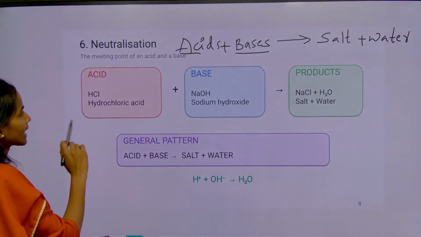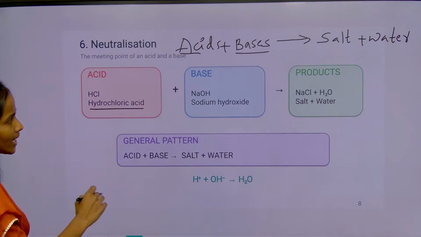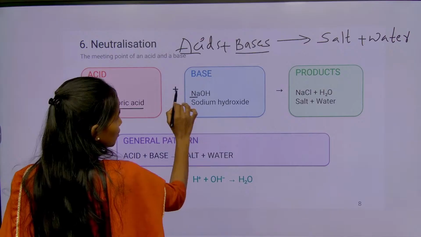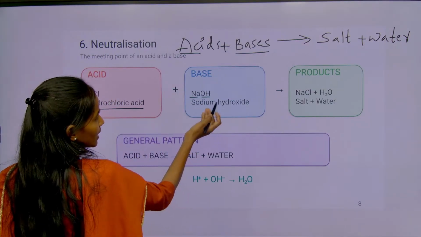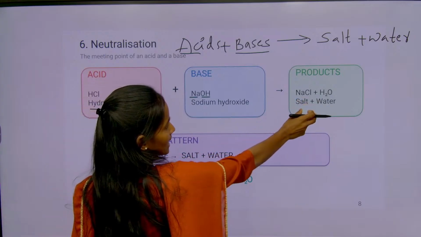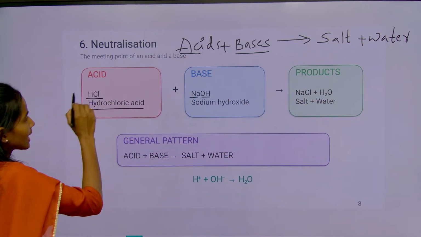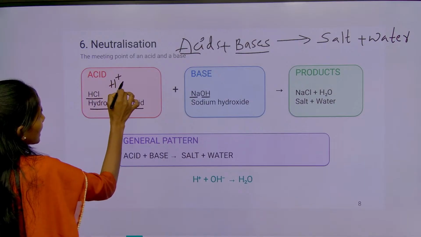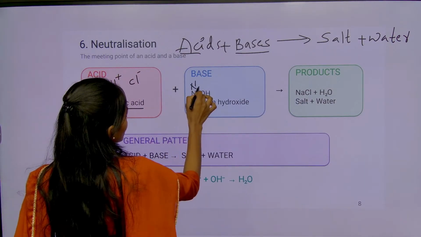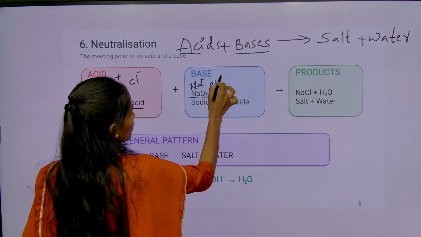So if you take an example, hydrochloric acid, its formula is HCl. On reacting with NaOH, sodium hydroxide, Na means sodium, OH means hydroxide, on reaction between these two we get NaCl, salt, and H2O. How? See, HCl solution we are taking. In the water it will be like H plus and Cl minus. Now NaOH, in the ionic state we can say Na plus and OH minus.